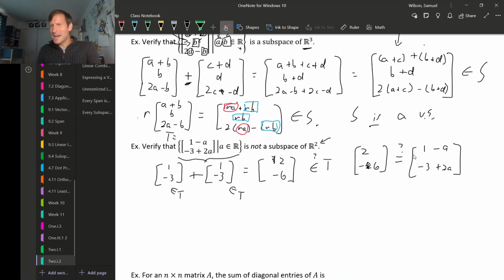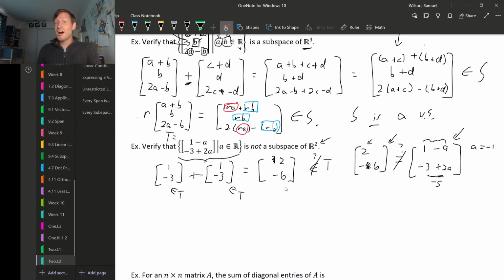Well, if so, a is going to have to be minus 1 in order to make this first entry equal to 2. So we're going to have a equals minus 1. But if a is minus 1, this second entry is minus 5 and not minus 6. So this can't happen. It's impossible to choose a to make this equal to the vector that we got, 2 comma minus 6. So the answer here is no. 2 comma minus 6 is not in T.